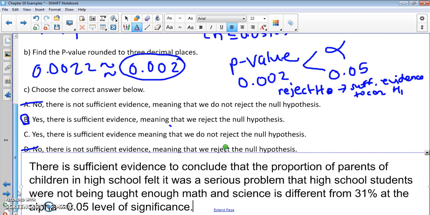Alright, so we state our conclusion there, and then we would relate it back to the problem and then put our level of significance, because we would have a different result if we picked a different level of significance there.